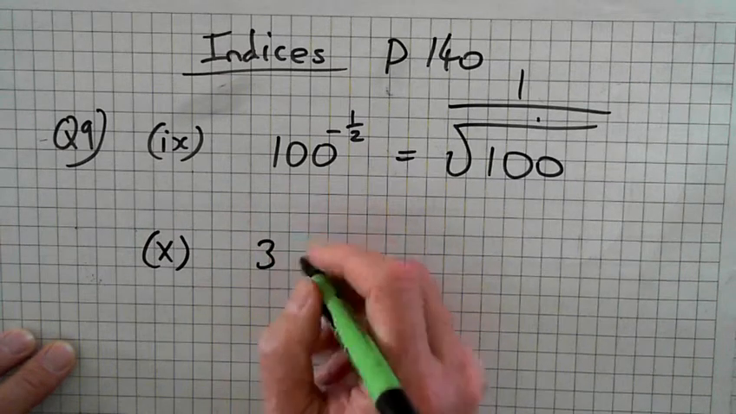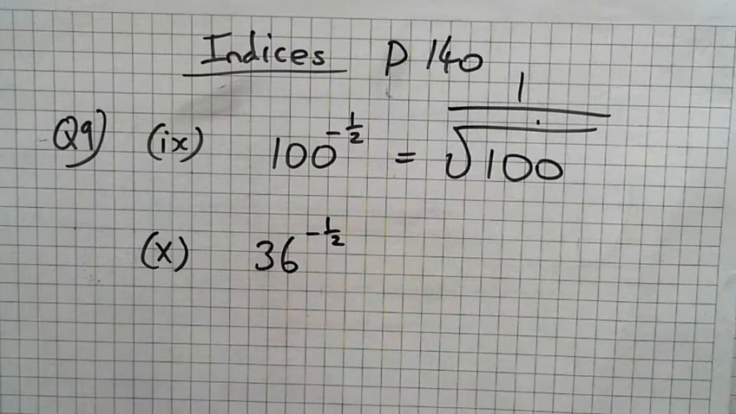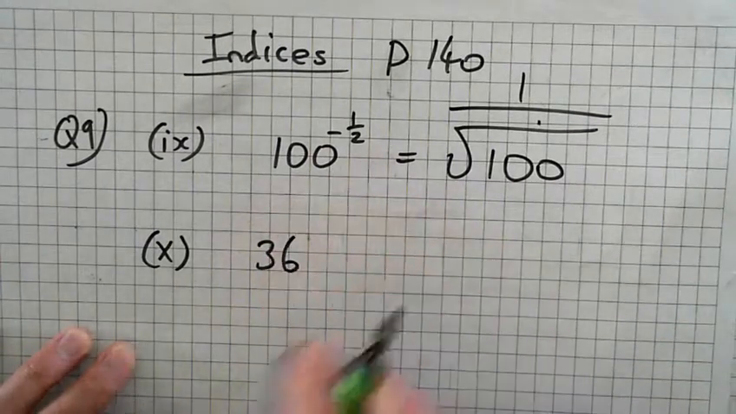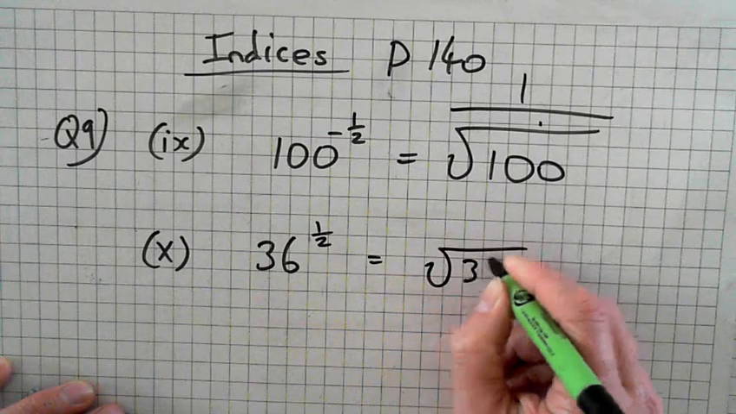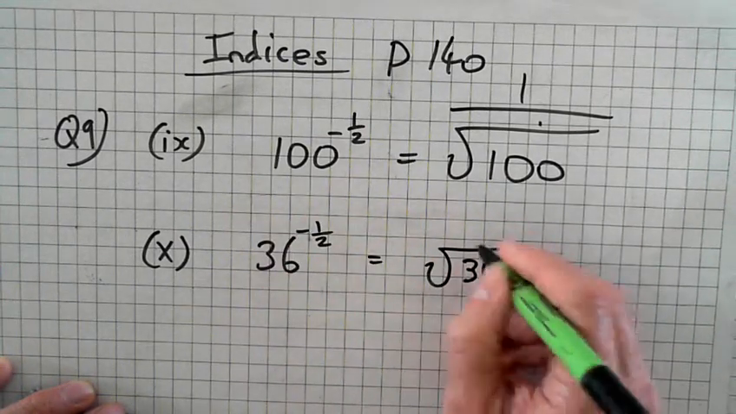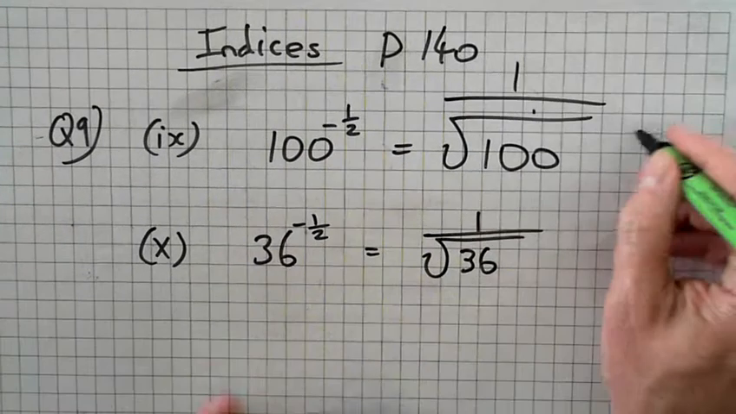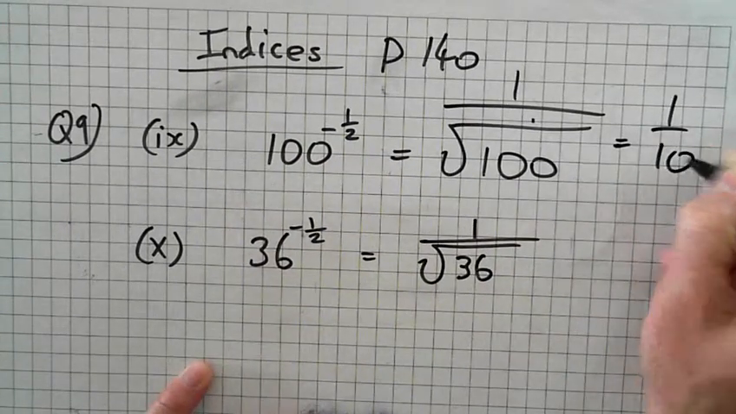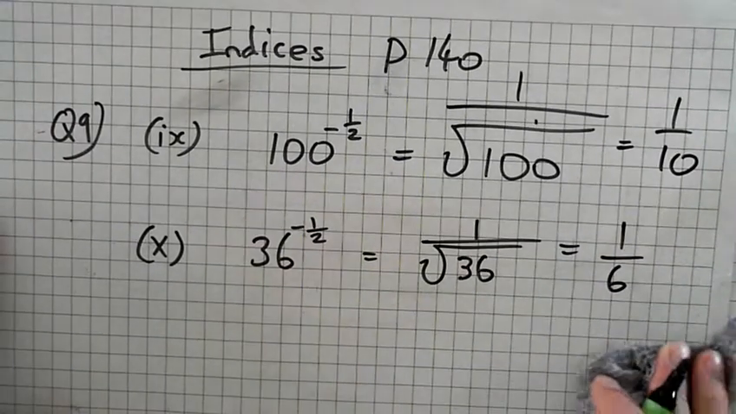X, 36 to the power of minus a half. First of all, if it was just 36 to the power of a half, it would be square root of 36, but that minus means 1 over root 36. So finish the sum up here. That was 1 over 10, and here is 1 over 6.